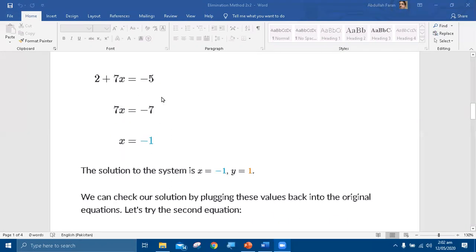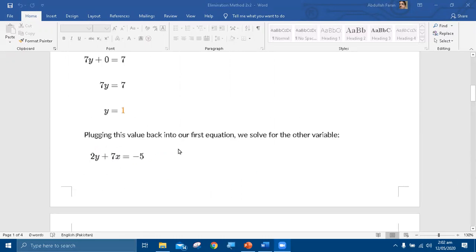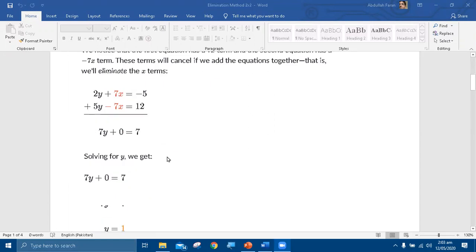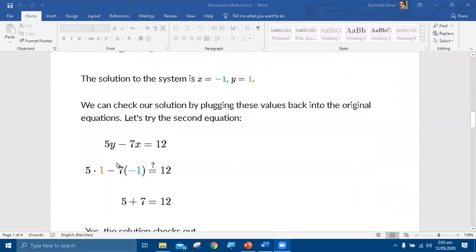Now, how can we check whether the answer that we have is correct or not? We can check our solution by plugging these values, x equals minus 1 and y equals plus 1, back into the original equations. If we plug into any of these equations, the equation will be balanced. So let's plug it back into equation number 2, which was 5y minus 7x equals 12. I'll put y's value as 1, 5 times 1, minus 7 times minus 1, since I calculated the x value as minus 1. So all I have to do is substitute the values of x and y into this equation.